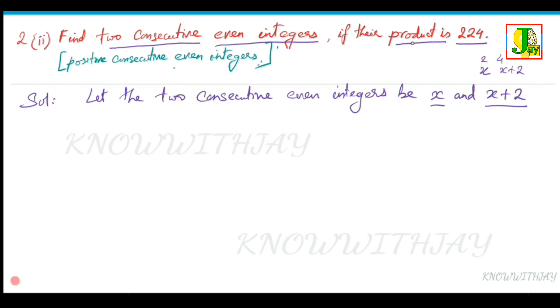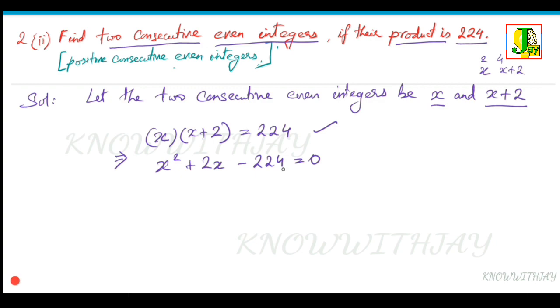Now we are going to use the condition. What is the condition? The product of these two consecutive integers, that means x into x plus 2 equals 224. Now the important part of a question is to write the given condition in an expression format. Okay, now this is the expression we have got. Once we have got the expression, we can reduce it to a quadratic equation. So you can just simply multiply, you get x square plus 2x, and taking 224 to the left side, we get minus 224 equals 0. Now this is our quadratic equation. You just need to solve it.